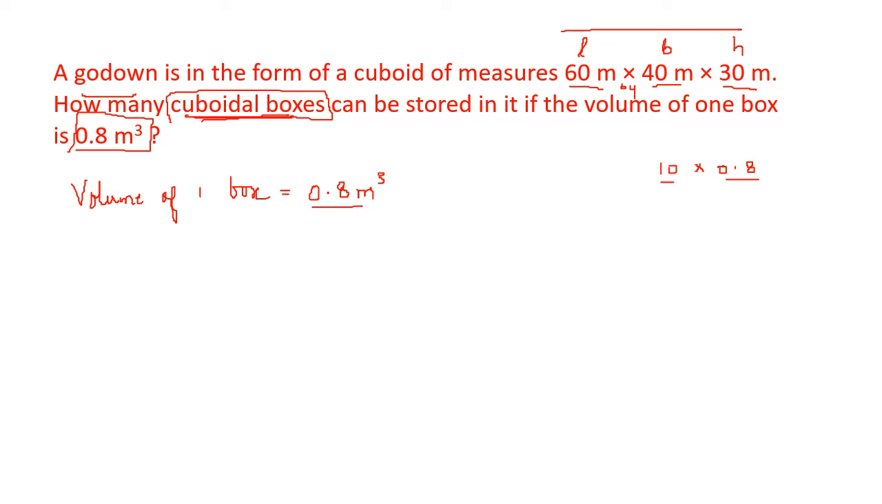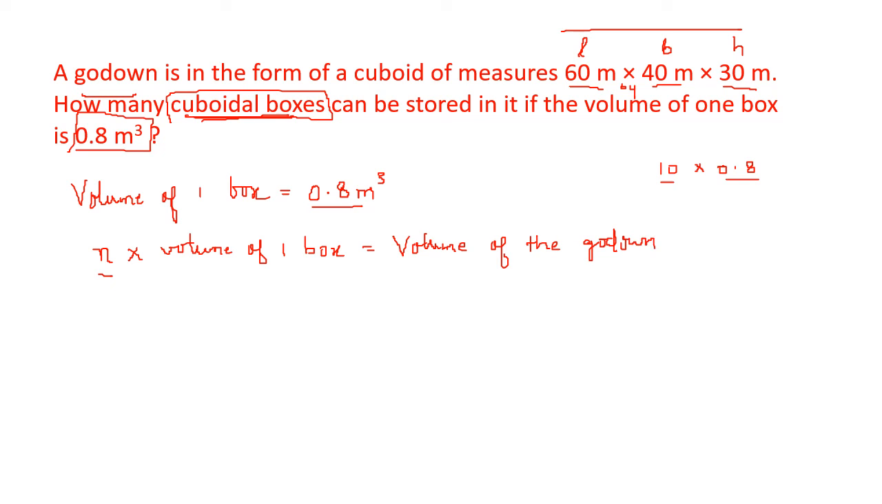So we have to find out how many cuboidal boxes, that is, the number of boxes. So let me say the number of boxes is n. So n into volume of one box. Now when I take n boxes of the volume 0.8, it fills up the godown. So number of boxes into volume of one box should be equal to the volume of the godown. I hope it is clear to you.